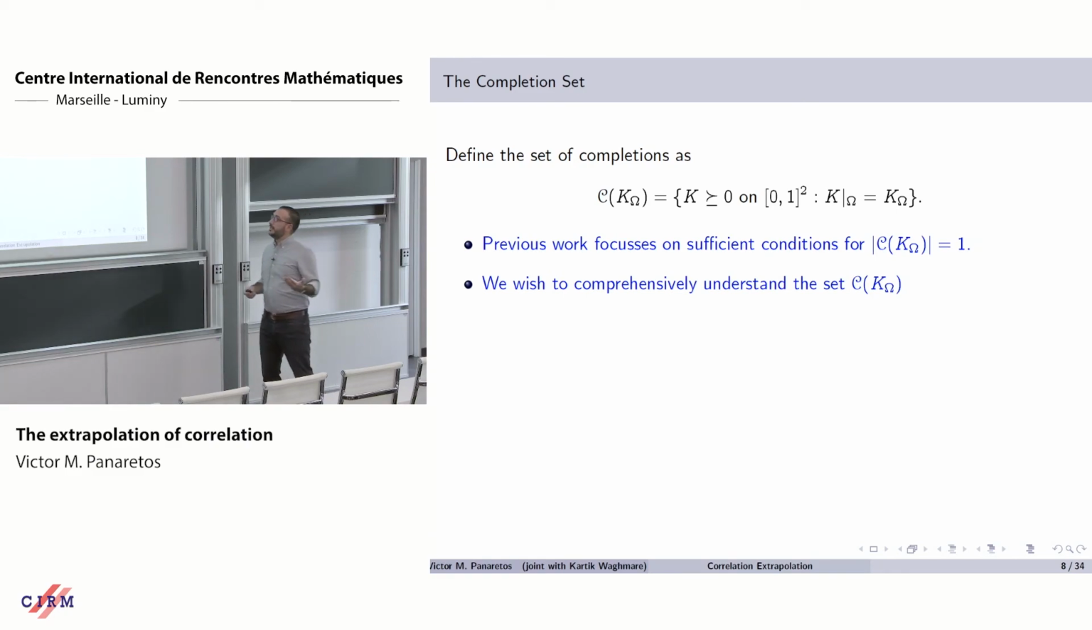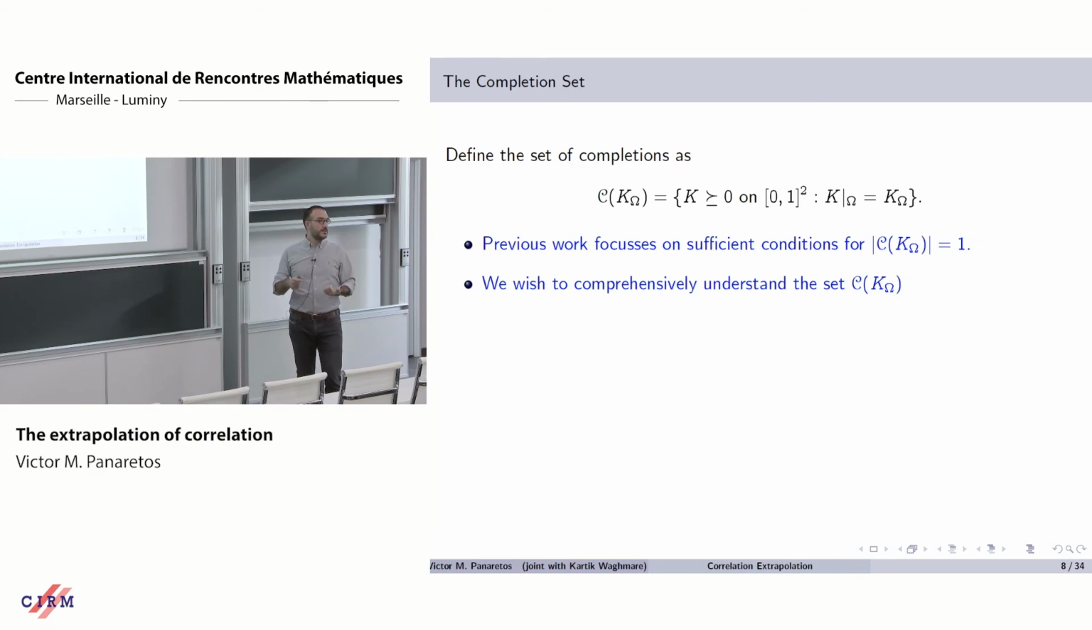What I would like to do here, and what the focus of our work was, is to go in a different direction: let's look at the set of all possible completions, so all covariances on [0,1]^2 such that when restricted to omega, you get the partial covariance k omega. And let's try to really understand this set. As part of this effort, we might understand uniqueness, but maybe we can say more.